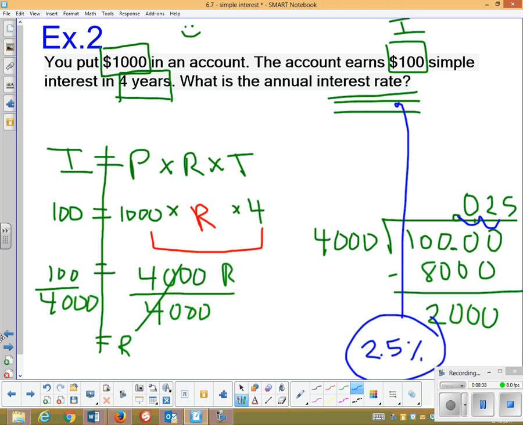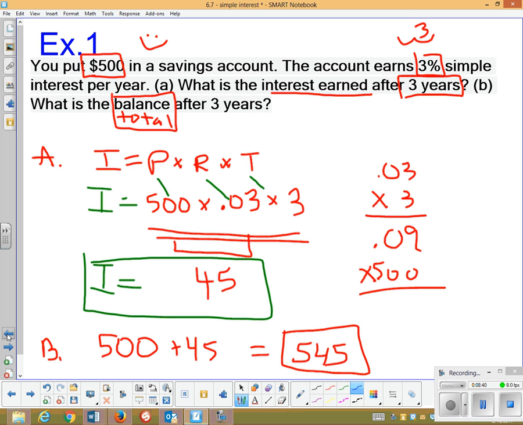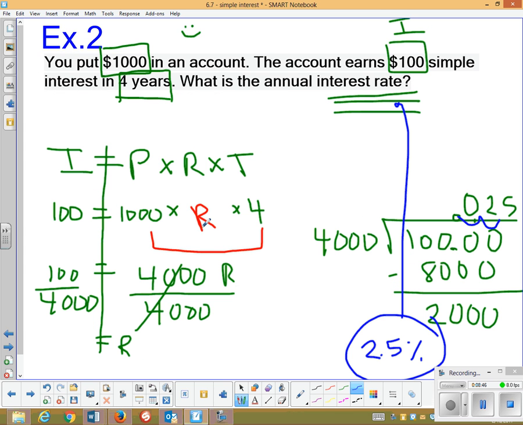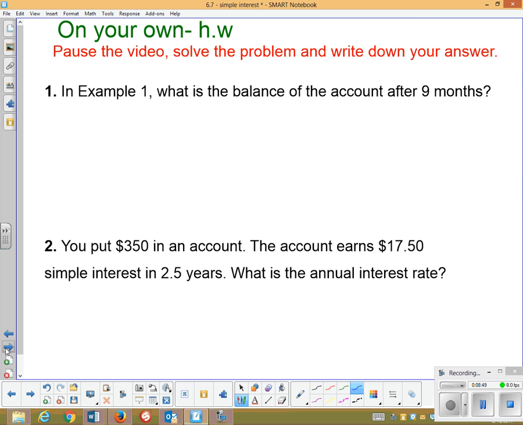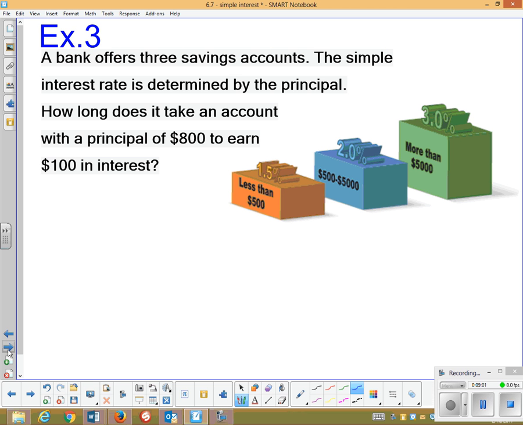Okay? So really quick, for the first one we were doing the interest, the I, and the second one we were doing was called the rate, R. So now I'd like for you to try example 1 and example 2, the rate and the interest. If you need more time, go ahead and stop the video to take time to do this. I'm going to go ahead and move on to example number 3.